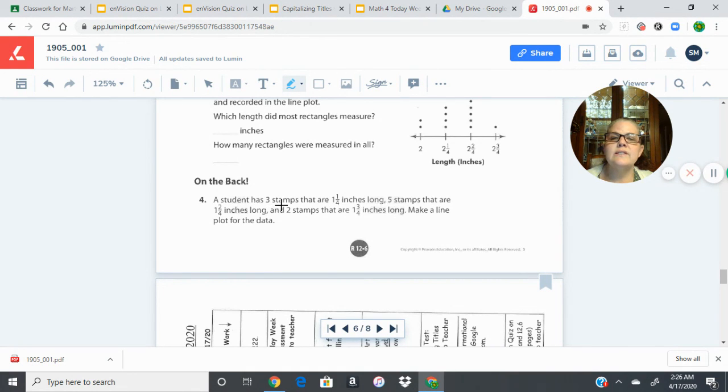A student has 3 stamps that are 1 1/4 inches long, 5 stamps that are 1 2/4 inches long, and 2 stamps that are 1 3/4 inches long. Make a line plot for the data. So just like they did here, we're going to make a line plot, which I drew a line there already, and you're going to plug in the numbers for these, putting a dot above or an X above.